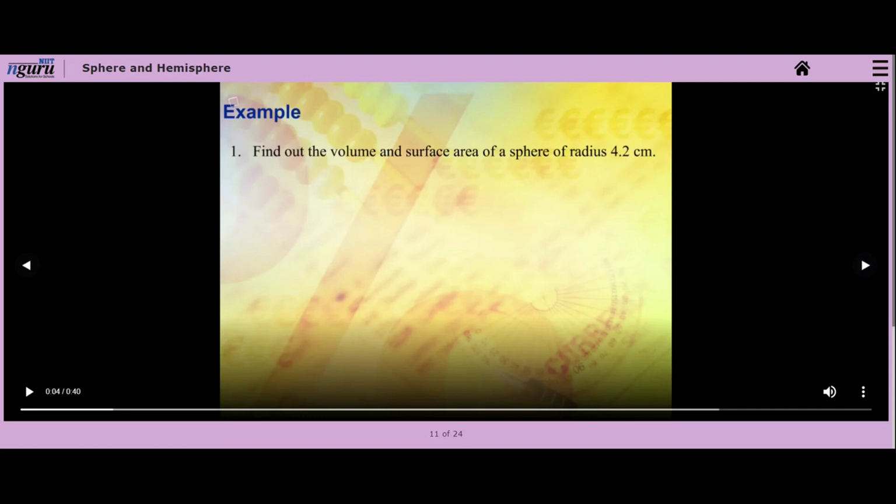How much you got? TS said 221.76 centimeters square. Volume equal to 310.4 centimeters cube.